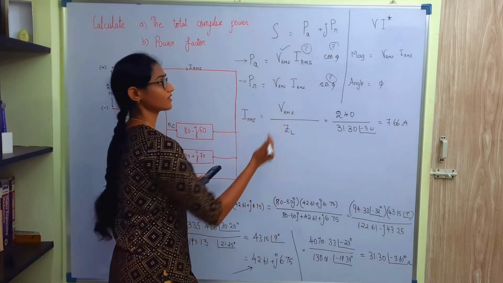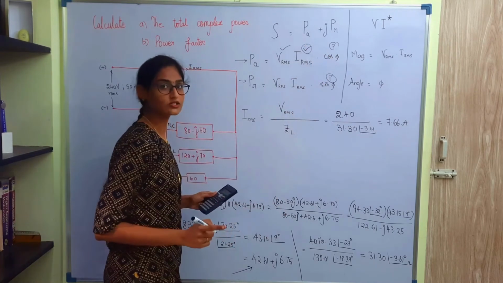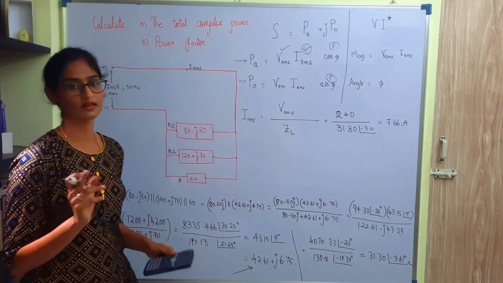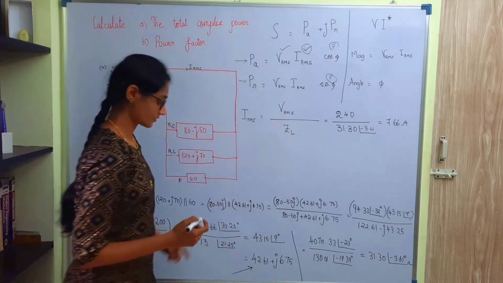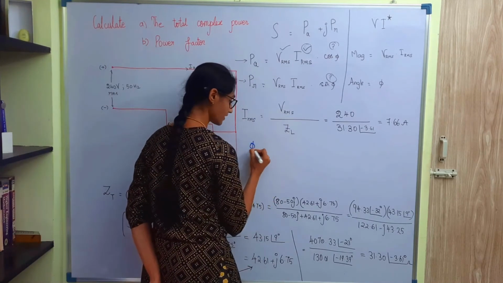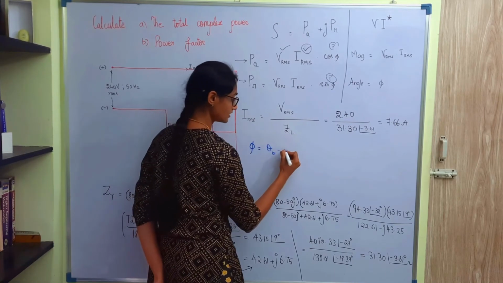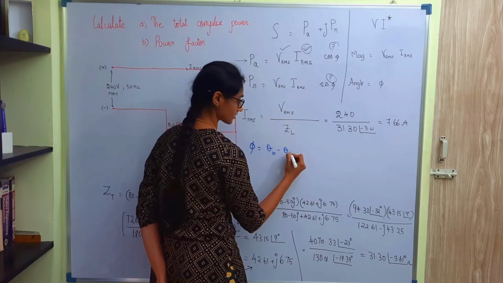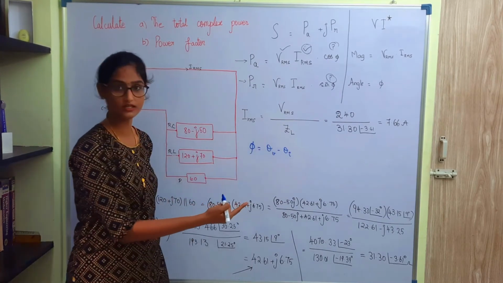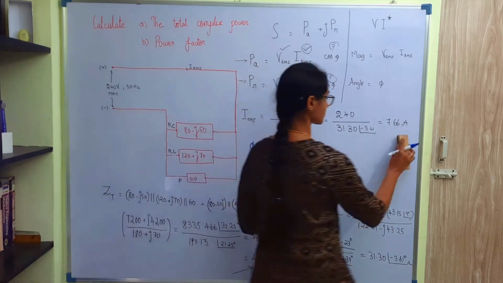So now we have found Irms. Our next job is to find cos phi. How to find the angle phi or the power factor? If you remember, I would have told you that the power factor angle is the angle of the voltage minus the angle of the current. How to find both of them? For voltage we know it is 0 degree. For current, what is the angle? It is 7.66 angle 3.61 degrees.